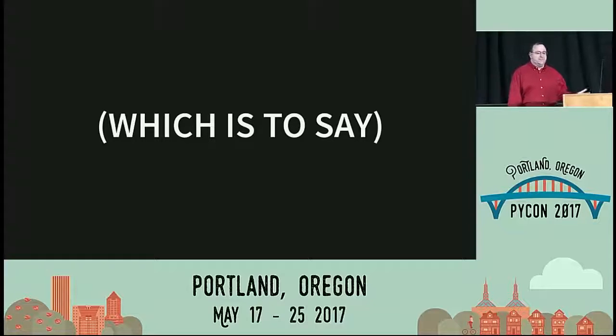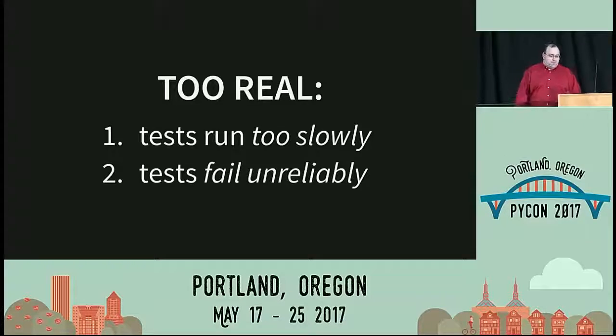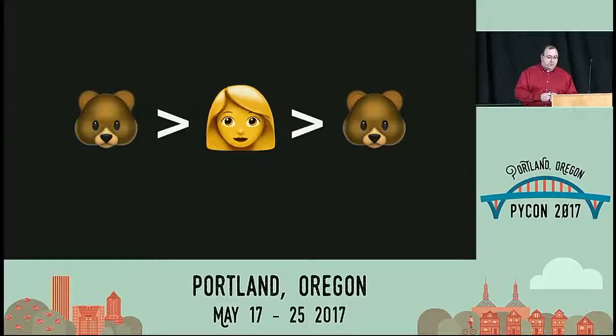Of course, too much realism isn't really a problem. You always want your tests to be as realistic as they can be. But the problems are, if you've got tests that are too real, they run too slowly, and they fail unreliably. So we're stuck between the rock of too much mocking and the hard place of too much realism. What do we do? Where's the Goldilocks middle ground for testing everything accurately, quickly, and usefully?